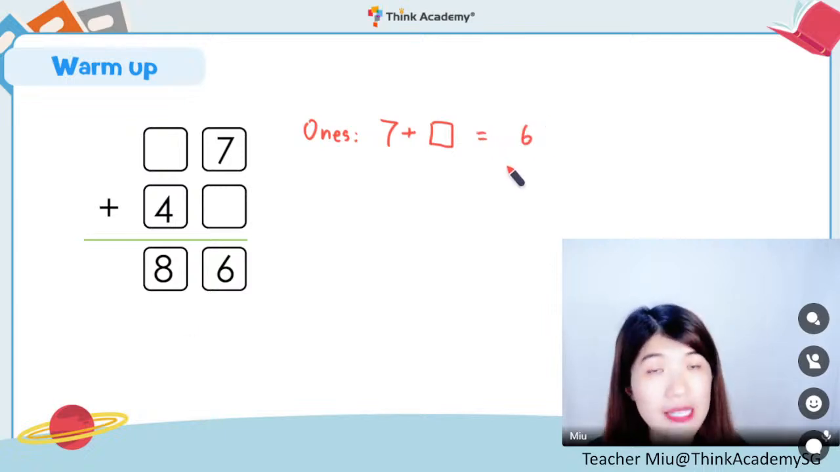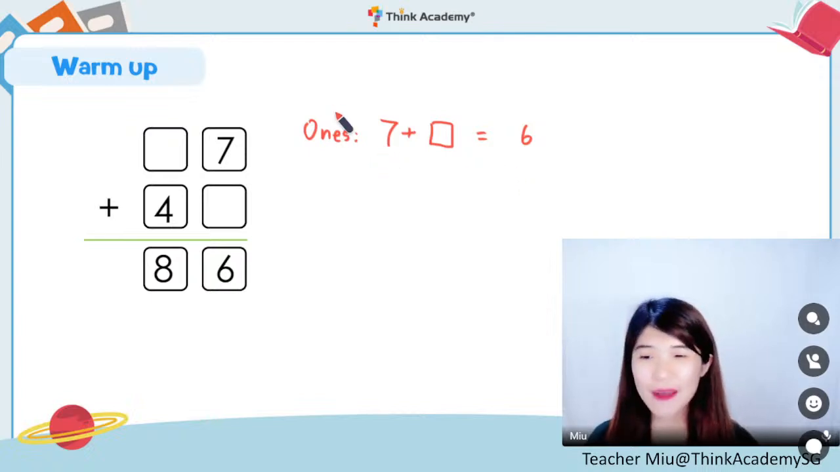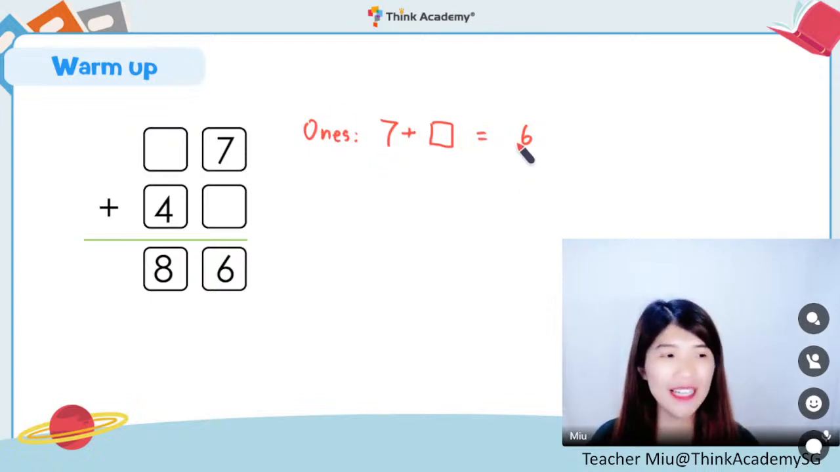Is it possible that 7 plus a number gives you a smaller number, 6? Is it possible? Not really, it's not possible. So how can I do that? Guys, what do you think?